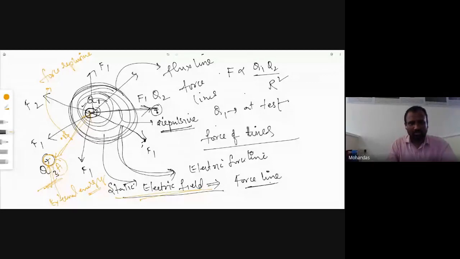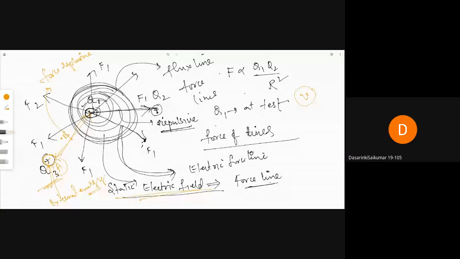Work done to move a charge from one place to another place is known as voltage, which is denoted as V. Are you following or not? Please respond. Sai Kumar, are you there? Yes.